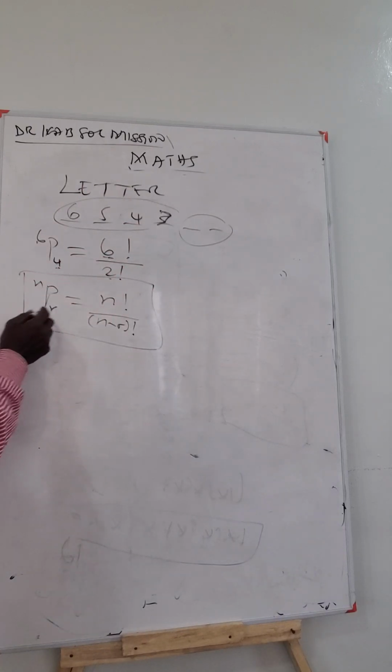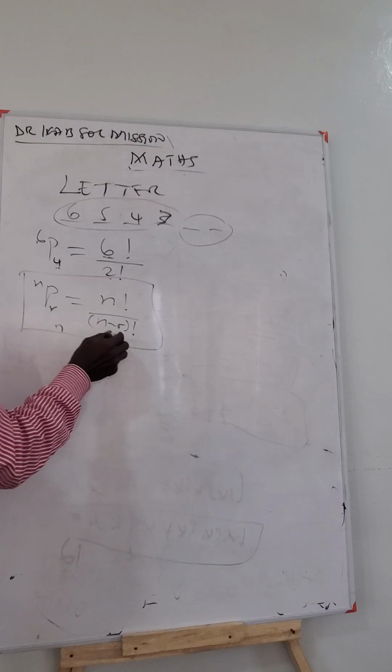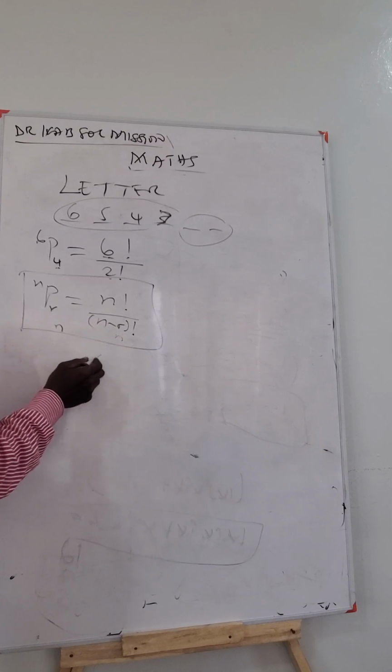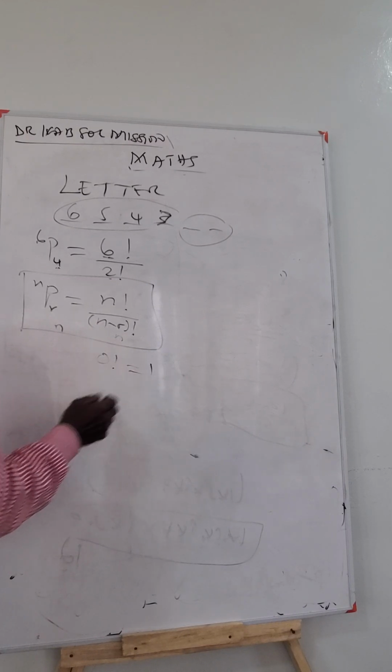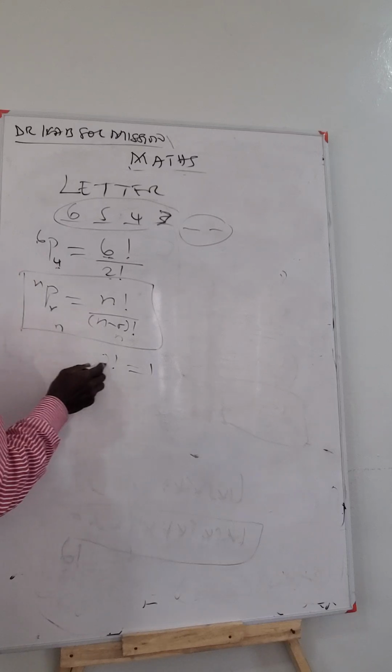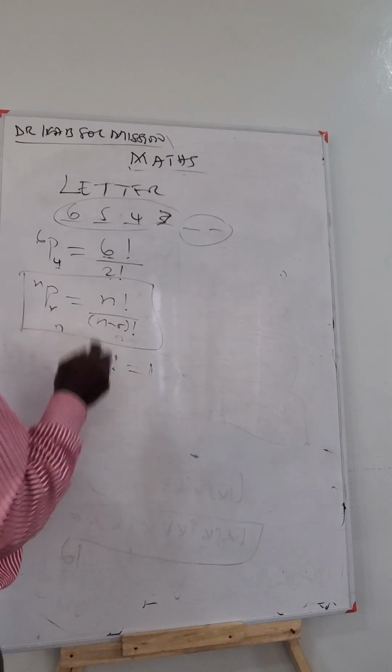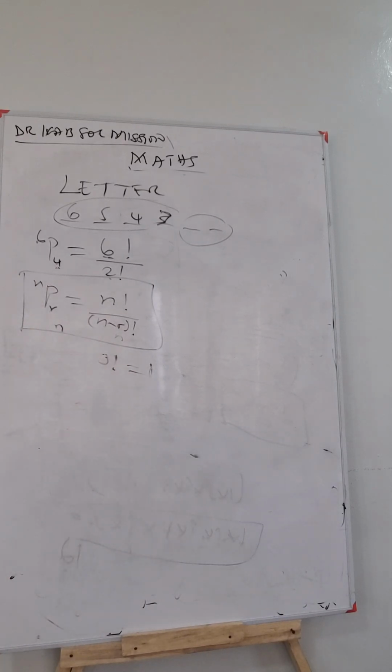Okay, so if you put n here, then it becomes n minus n, 0 factorial, which is defined to be 1. Not 0. Remember, 0 factorial by definition we say it is 1. Good. So that is permutation.